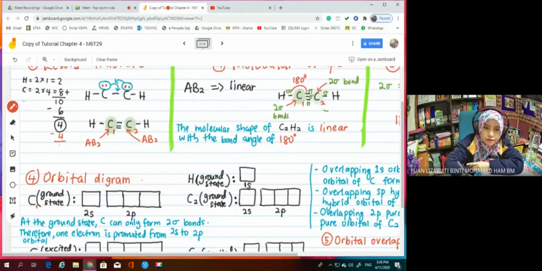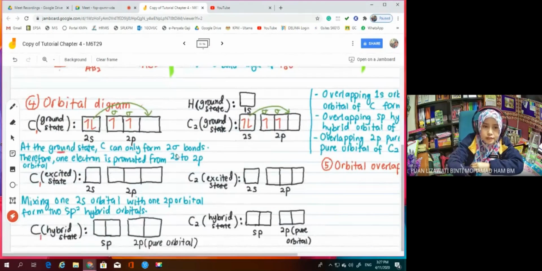Okay, so therefore at the ground state, carbon has 1 paired electron and 2 single electrons. However, when you refer to the molecular structure, we want to form 2 sigma and 2 pi bonds for each of the center atoms. At the ground state, both center atoms can only form 2 sigma bonds because they have 2 single electrons. So therefore, one of the electrons from 2s has to be promoted to 2p in order to form 2 pi bonds. Right, so you can write the explanation like this.